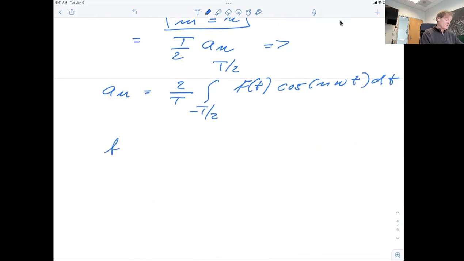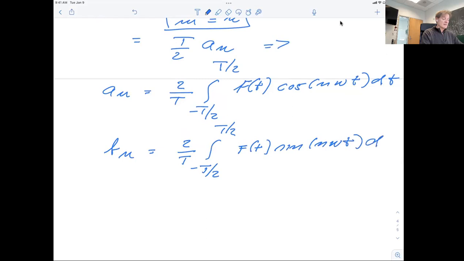So b of n is going to be given by 2 divided by T, the integral from minus T half to T half, of a function f of t multiplied by sine of n omega t dt. So this is pretty powerful. By simply multiplying with cosines and sines on both sides of the equation for f of t expanded in terms of sines and cosines, I can now find these coefficients.